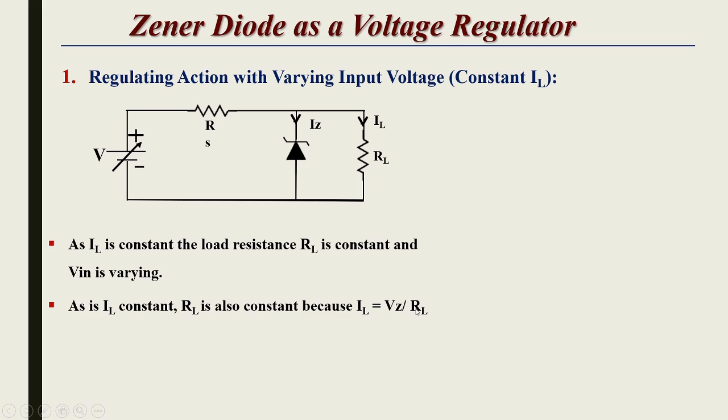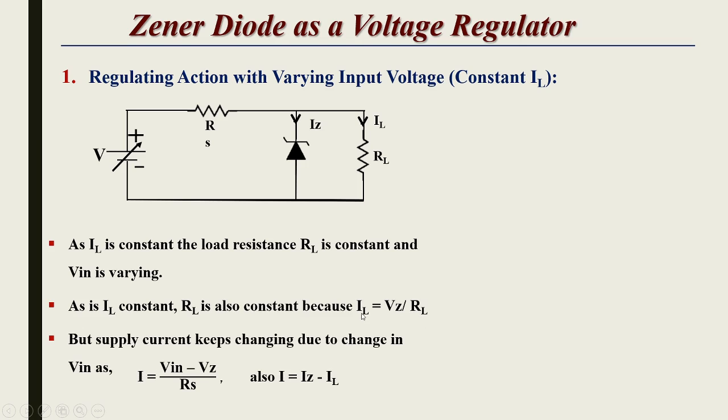So here RL and IL both are constant, but the supply current keeps changing due to change in Vin. The total current, or the current because of this input voltage Vin, is given as I equal to Vin minus Vz divided by the series resistance Rs, where Vz is nothing but the voltage drop across this Zener diode. Also I is equal to Iz plus IL.